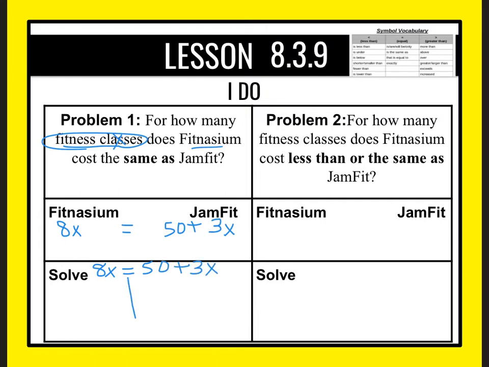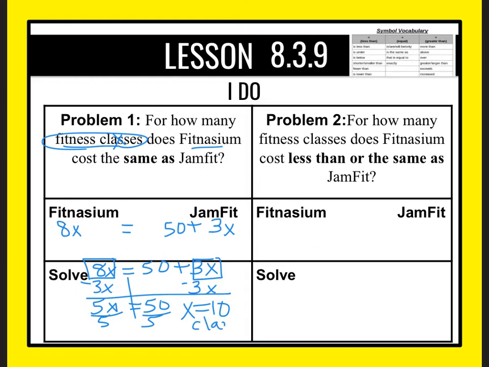I'm going to make sure that I put my like terms together. So I need to move all my variables over to one side. So I'm going to go ahead and move my 3x over, and that gives me 5x equals 50. Okay? So when I divide by 5 on both sides, I see that x is equal to 10 classes. So at 10 classes, the cost should be the same.